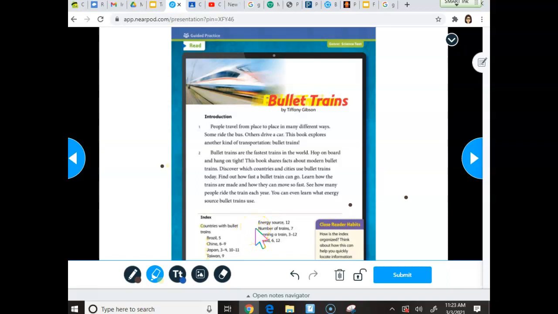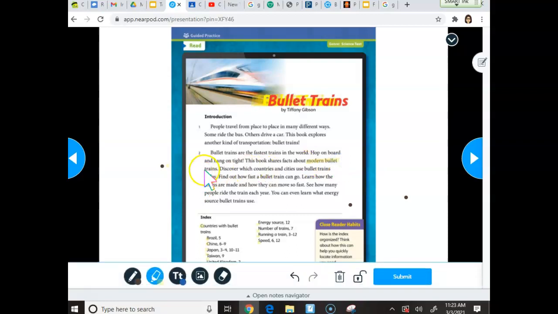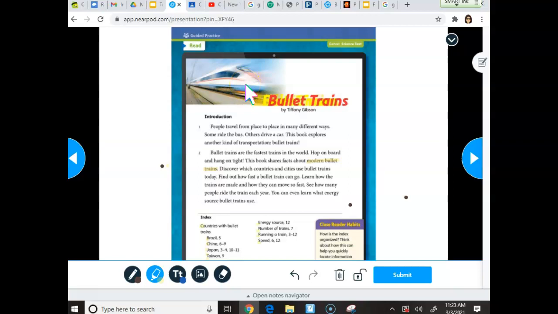All right, guys, what is this text mostly about? Bullet trains. What kind of bullet trains? Modern bullet trains. That's right. The newer bullet trains. They're the super fast ones. The original ones were not as fast, guys, as these are.